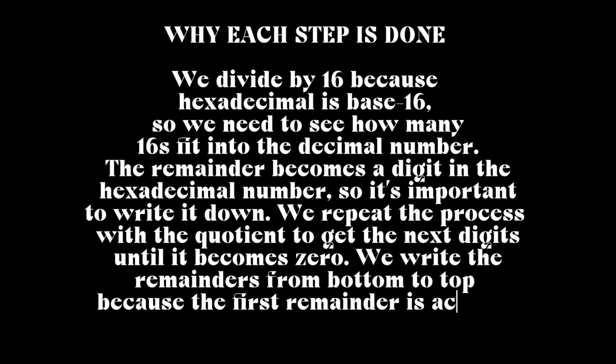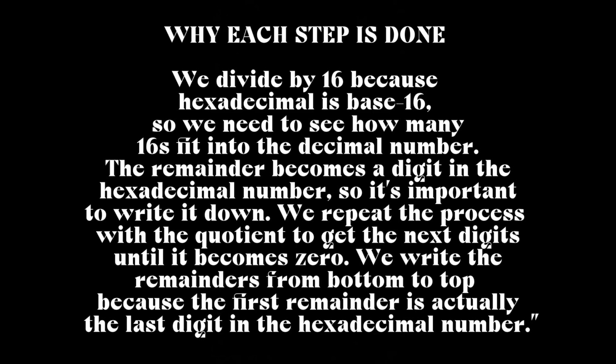So, we divided by 16 because hexadecimal is base 16. We need to see how many 16s fit into the decimal number. The remainder becomes a digit in the hexadecimal number, so it's important to write it down. We repeat the process with the quotient to get the next digits until it becomes 0. We write the remainders from bottom to top because the first remainder is actually the last digit in the hexadecimal number.